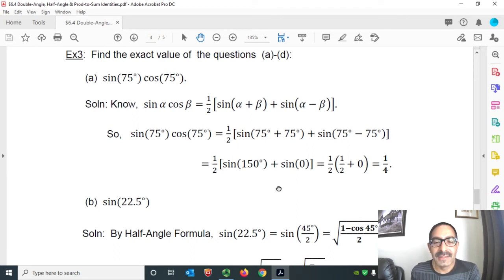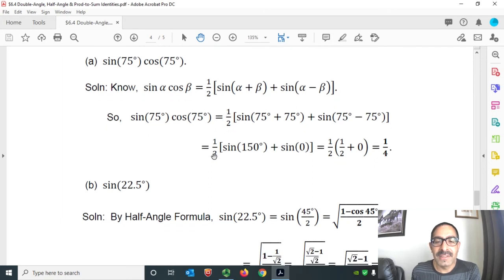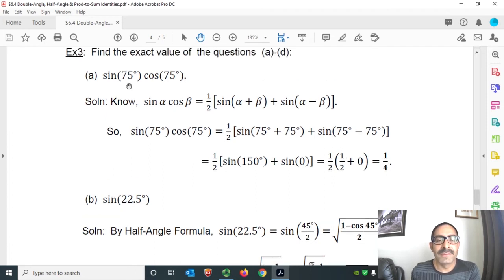Now next, here 1/2 as it is, 75 plus 75, let's add these angles, which is 150 degrees. We know the value of sine 150 degrees, and here 75 cancels, so sine 0 degrees. 1/2 as it is, in the next step sine 150 degrees is simply 1/2, plus sine 0 degrees is 0. Then send this 1/2 inside, so we have 1/2 times 1/2 is 1/4. Now we know the value of sine 75 degrees times cosine 75 degrees turns out to be 1/4. Great. I hope this computation makes sense to you all.